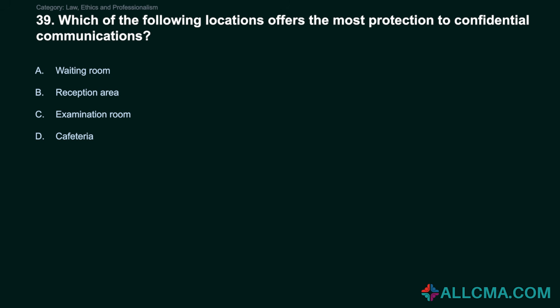39. Which of the following locations offers the most protection to confidential communications? A. Waiting room. B. Reception area. C. Examination room. D. Cafeteria. Correct answer: C. Examination room.